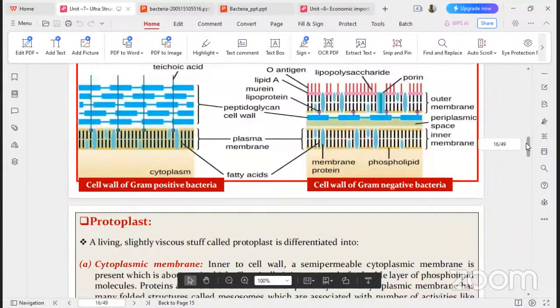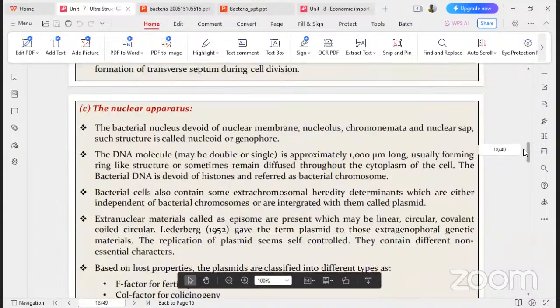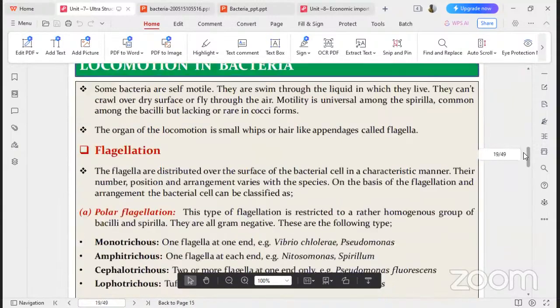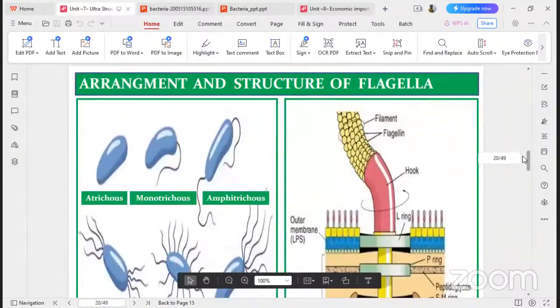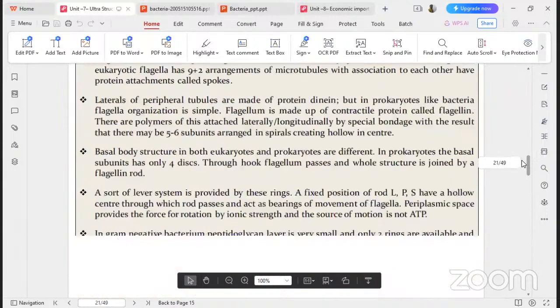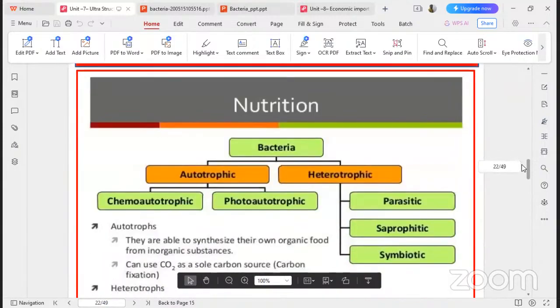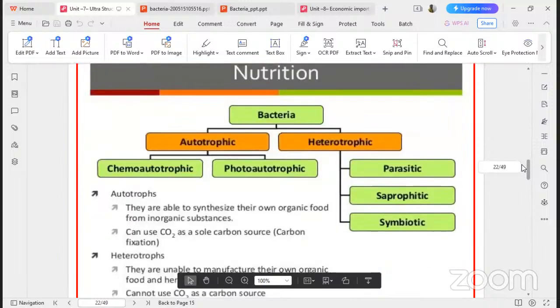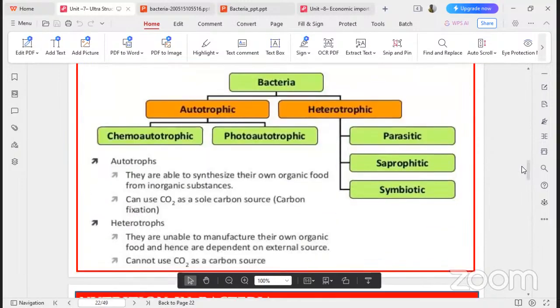Okay. Then you can see here easily the difference between gram-positive and gram-negative bacteria that we already studied. And now we will go further. Next, flagella we have also studied. And next is nutrition. Nutrition in bacteria. There are two types of nutrition, autotrophic and heterotrophic. Autotrophic nutrition and heterotrophic nutrition.